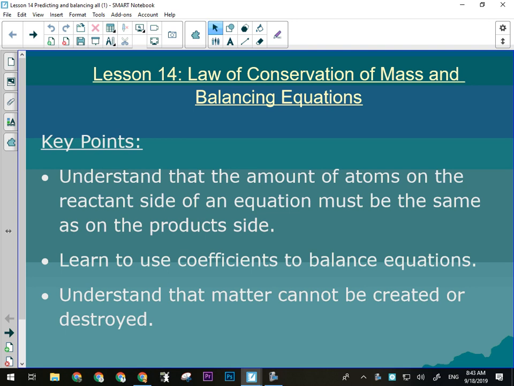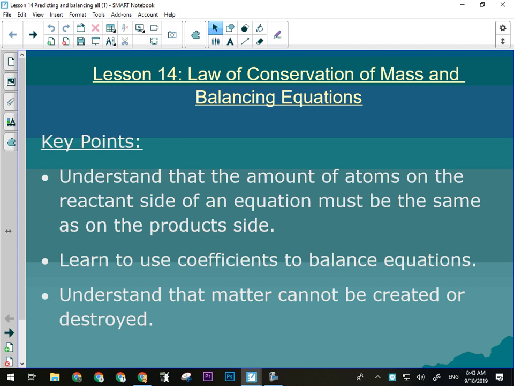So if I have a reaction written up there that just has two elements reacting with each other, what kind of reaction is it? It's a synthesis reaction. What happens in the synthesis reaction? They combine to form a compound. That's predicting the products. All you have to do is put them together and you're done.